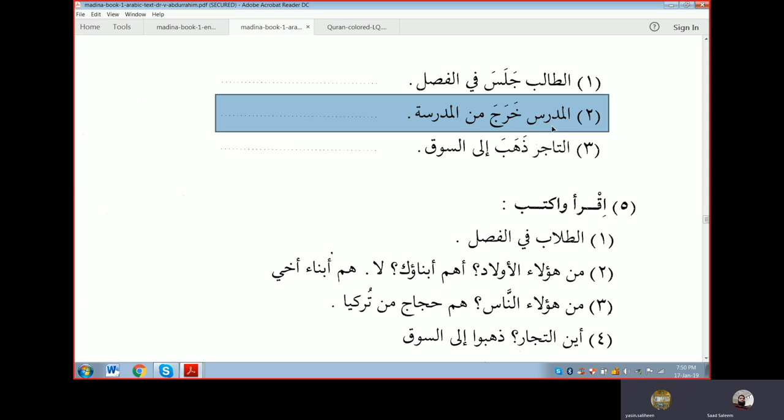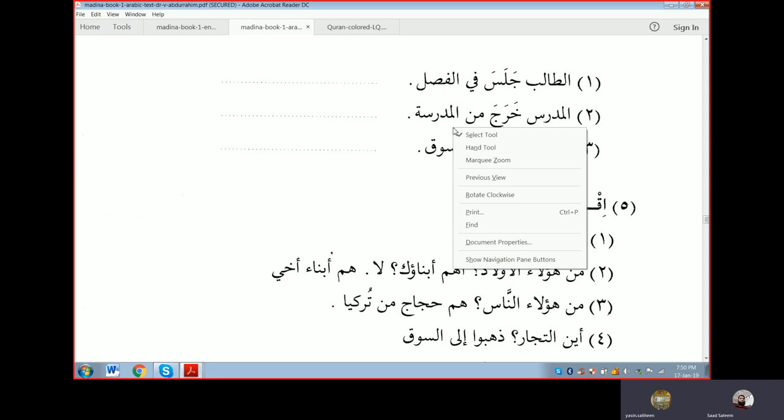Al-mudarrisu kharaja min al-madrasa. The teacher went out of the school. That would change to al-mudarrisuna kharaju min al-madrasa. Yes, correct. I think I got it now.